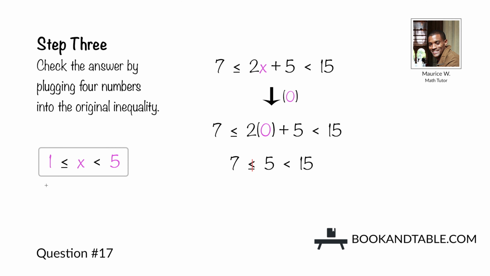To test the lower end of our answer, we first want to plug in a number outside of the inequality that should not work. So a number less than 1 would be 0. And then we want to plug in 1, which should work. X can equal 1. So when we plug in 0 for x, we wind up with 2 times 0, which is 0, plus 5 would be 5, leaving us with the false statement, 7 is less than or equal to 5. So 0 does not work for x.